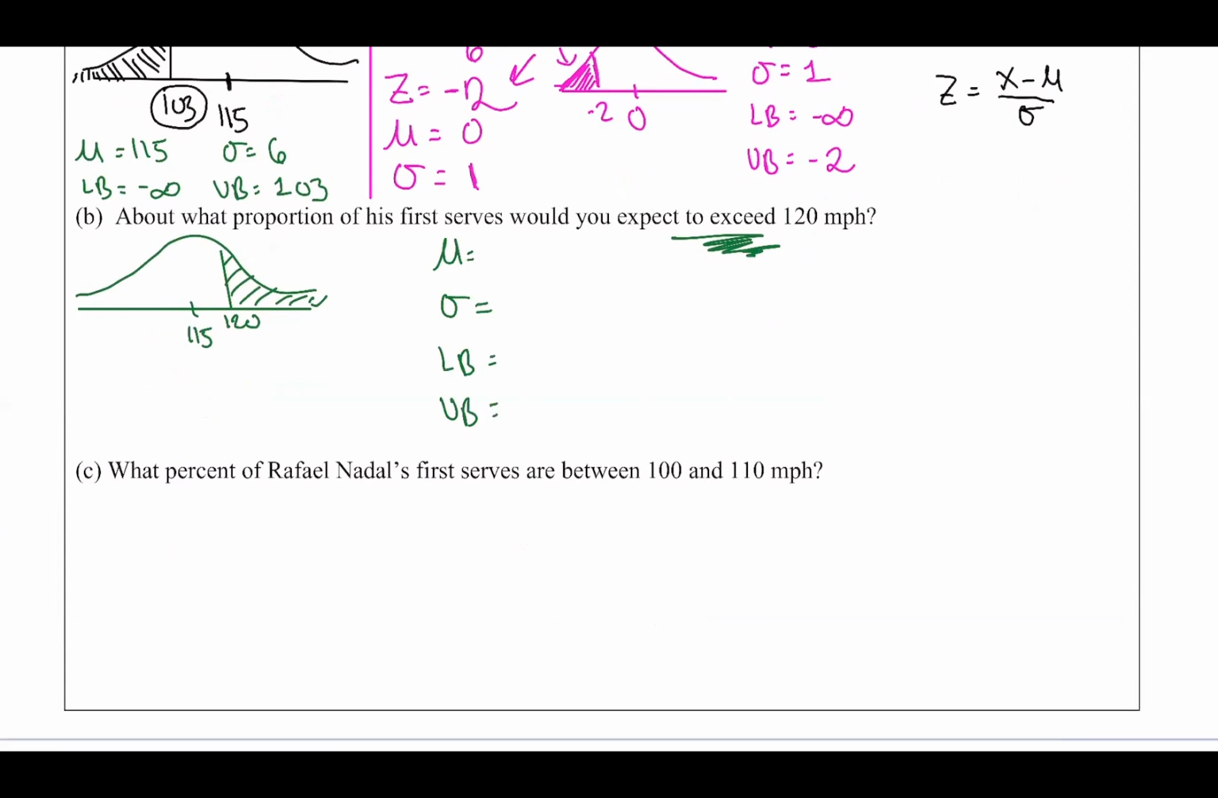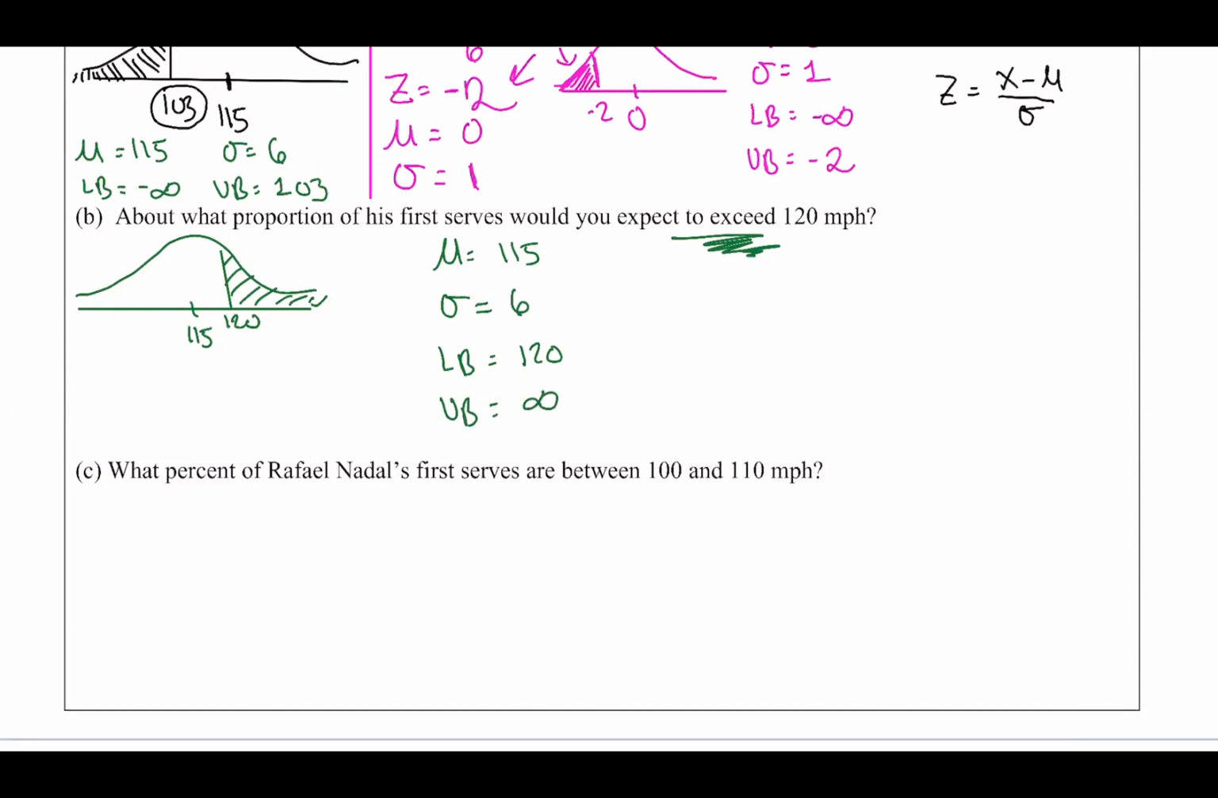So for this one, if we're doing the second method, we leave the mean and standard deviation as what was given to us. The mean and standard deviation was given to us as 115 and 6 miles per hour. So if you look at my lower bound, what's my lower bound? 120? Yeah, 120, perfect. If you look at the upper bound, what's the upper bound? Positive infinity. Good.